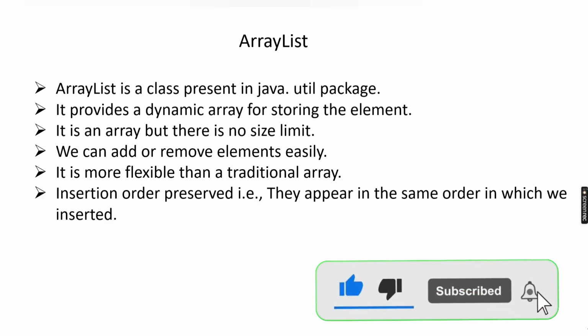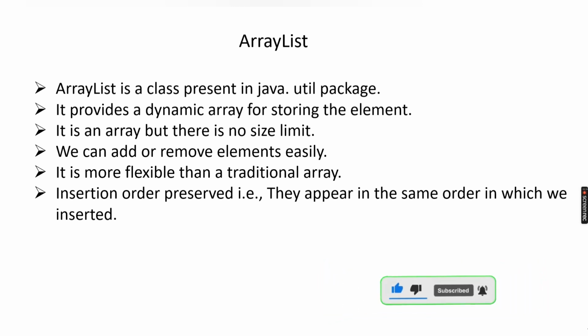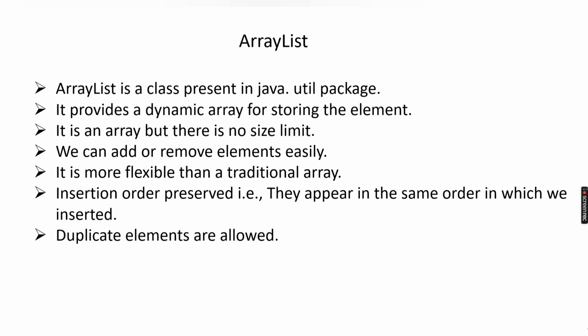Insertion order is preserved in ArrayList. What does that mean? The values are stored in the same order in which we have inserted them. The sequence in which we have inserted the values will be stored in that manner only. And duplicate elements are allowed inside the ArrayList, so we can store two similar values inside it. So these are the properties of ArrayList.